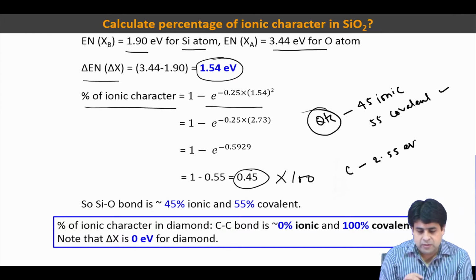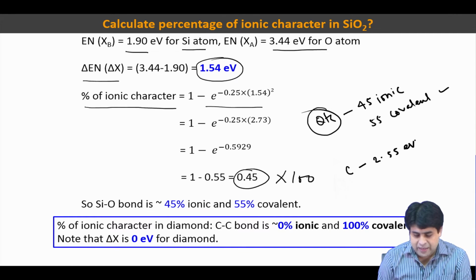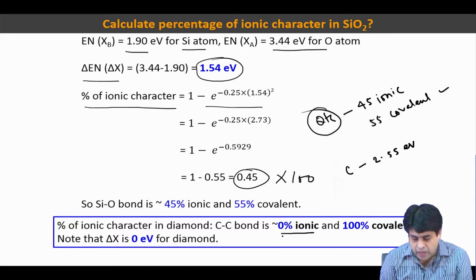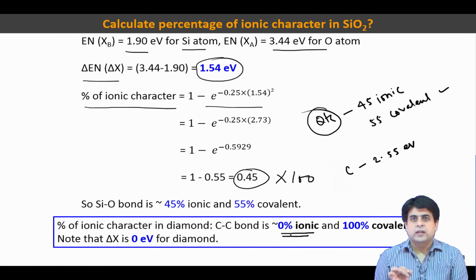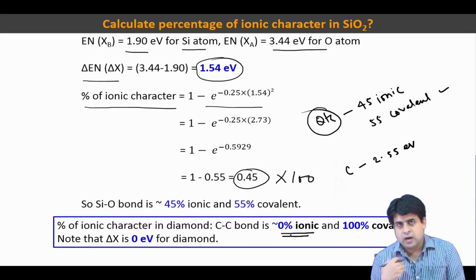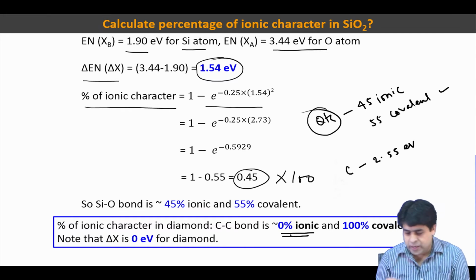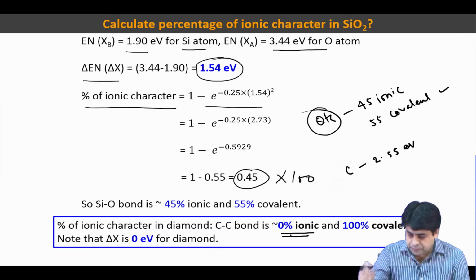So when your difference is always 0, the whole term will be 0, so e to the power minus 0 will be 1. So 1 minus 1 will be 0, and you will have a 0% ionic bond. Because of that, even though carbon has a very high electronegativity value, diamond forms a covalent bond. So you have a 100% covalent bond in the case of diamond.